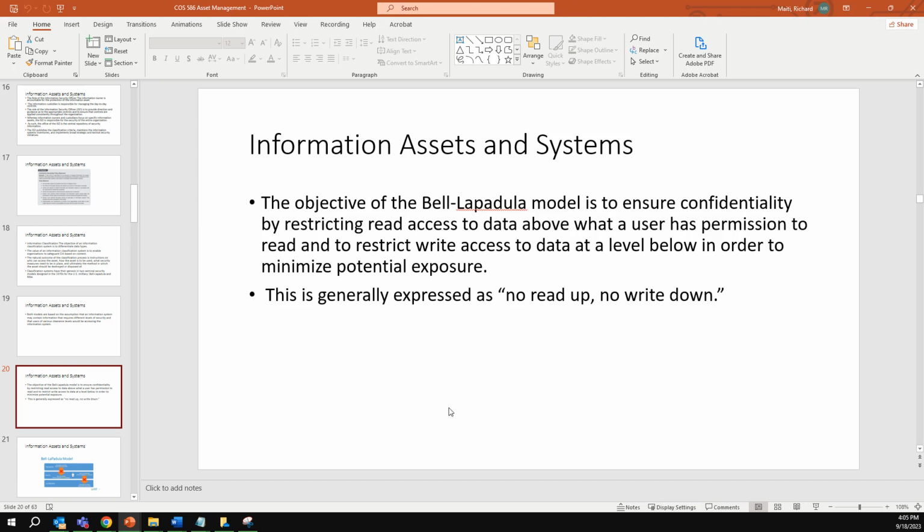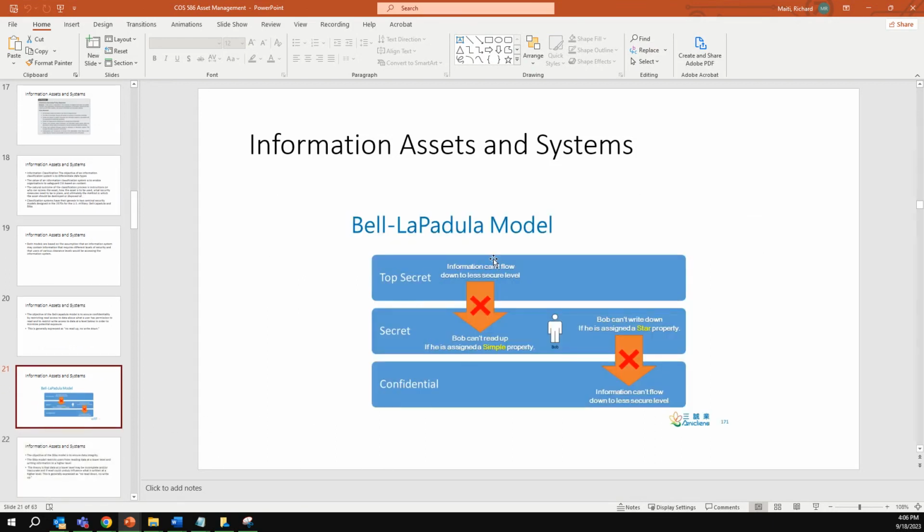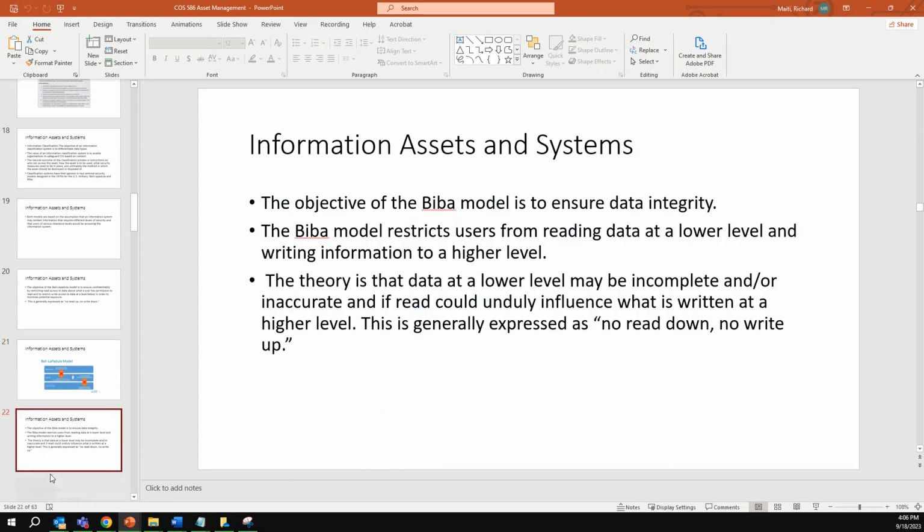So here, the Bell-LaPadula model is designed to ensure confidentiality by restricting read access to data above what a user has permission to read, and to restrict write access to the data at the level below. A lot of these existed before that we now put towards electronics. You can see how this is designed, from top secret, secret, to confidential.